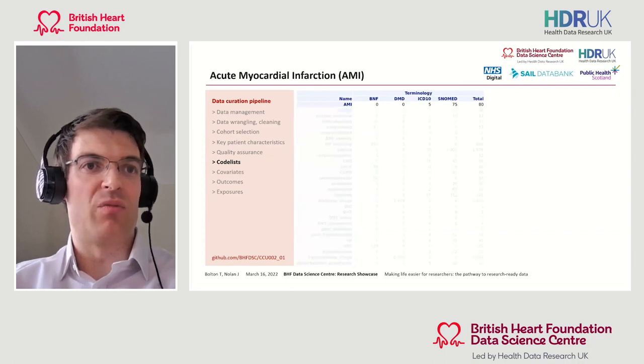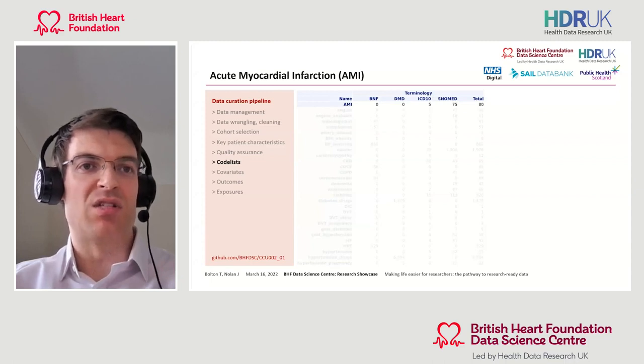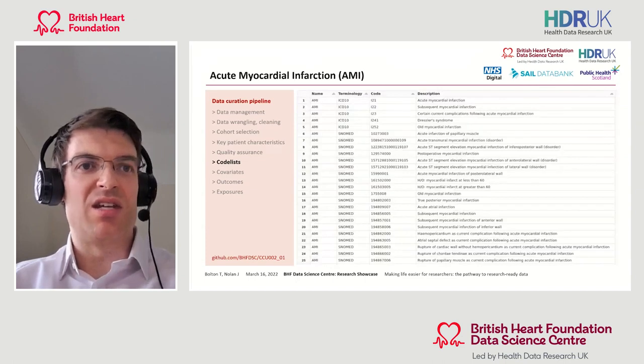Focusing on the first row, acute myocardial infarction, AMI, we have 80 codes, 5 ICD-10 codes, and 75 SNOMED CT codes. And here we can see the 5 ICD-10 codes and the first 20 of the 75 SNOMED codes based on CALIBER and published in the HDR-UK phenotype library. And John and I have included data checks, validation, and reformatting to ensure accuracy in the code list construction process.